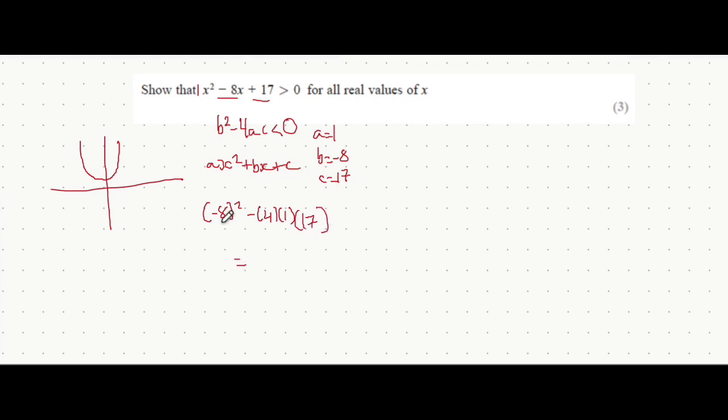If we calculate the value of this, minus 8 all squared is 64. Be careful of the minus because we're doing minus 8 times minus 8, which then gives positive 64. Take away 4 times 1 times 17 is going to be equal to 68. And what we see is that it's actually equal to minus 4, which is less than 0. That means that this quadratic does not cross the x-axis at all because there's no roots. That's what's meant when the discriminant is less than 0.